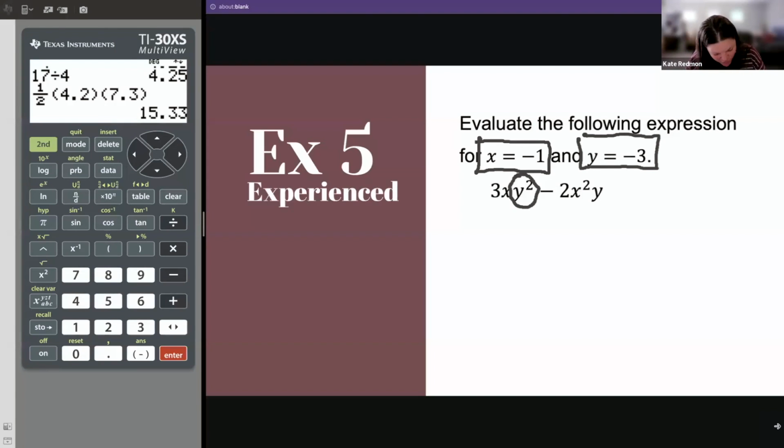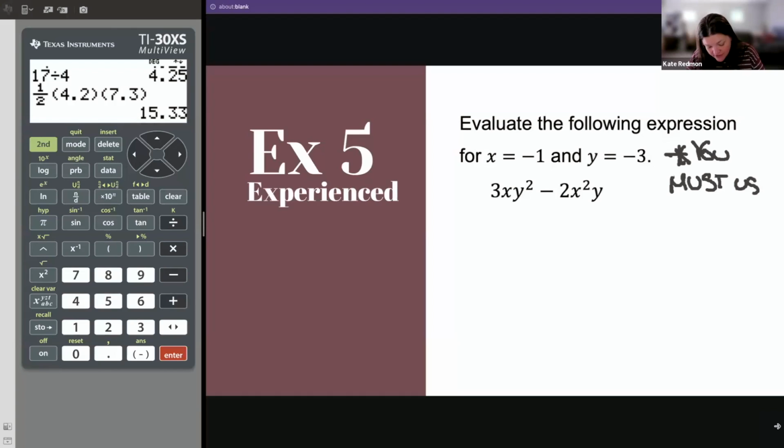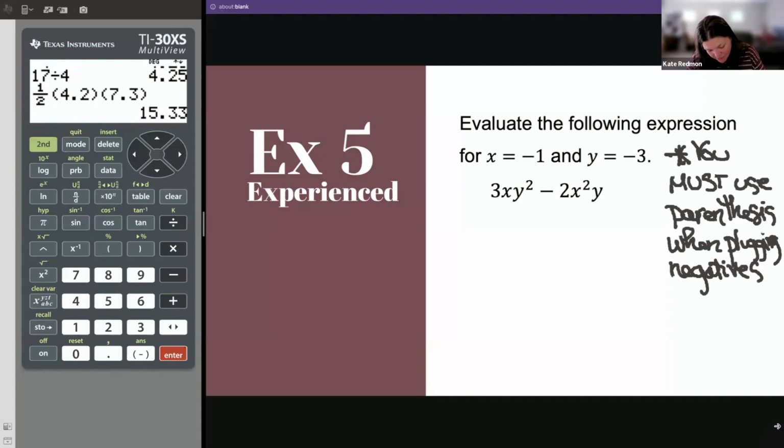So this is the important thing you need to take away, especially if you're going on to college. You must, every single time, tattoo it on your foreheads, okay? You must use parentheses when plugging negatives into exponential expressions, basically where there's exponents. Even the most simple example of exponents.